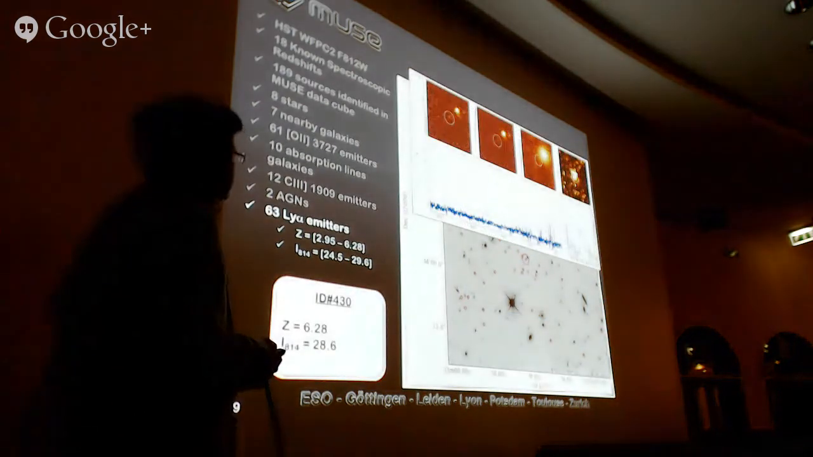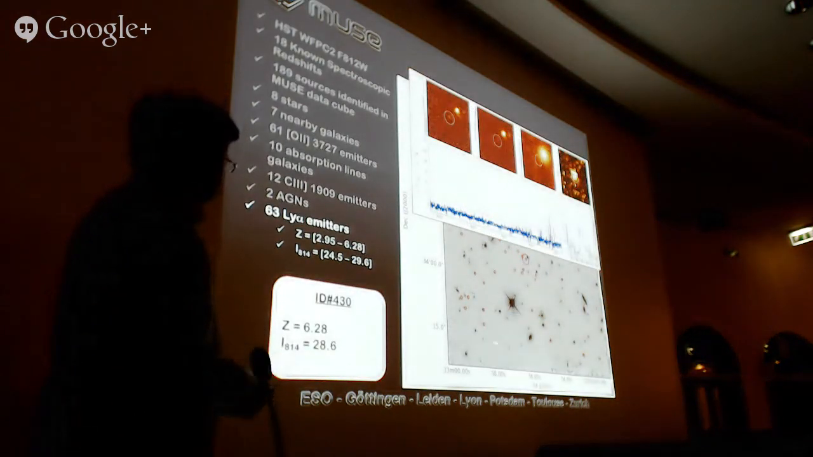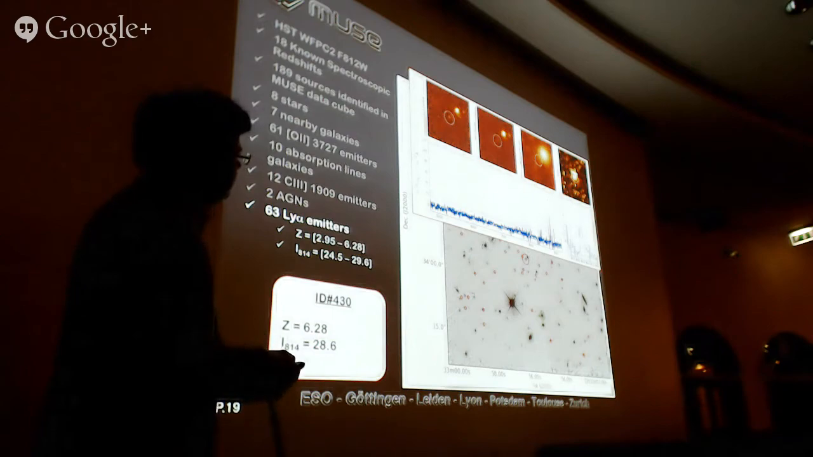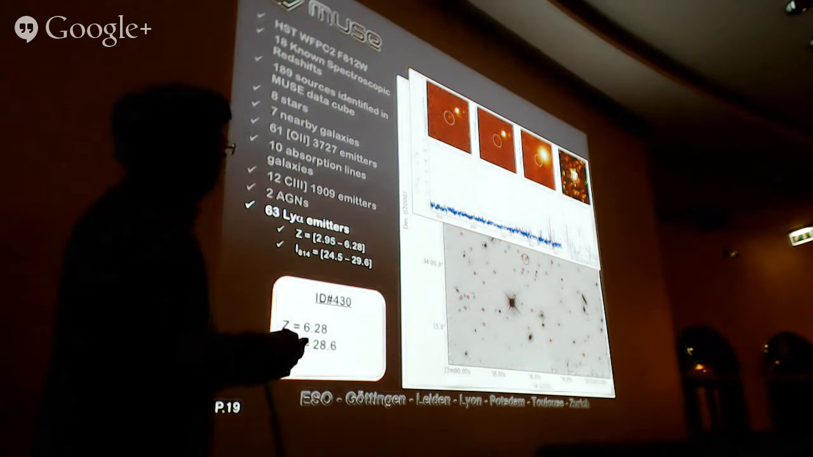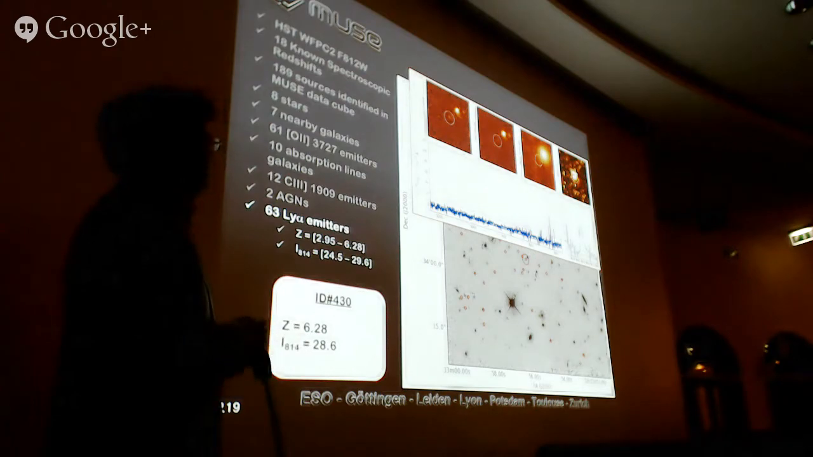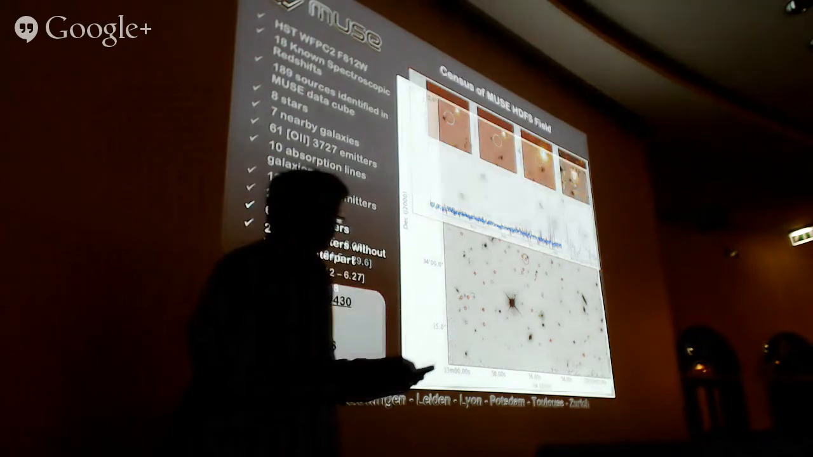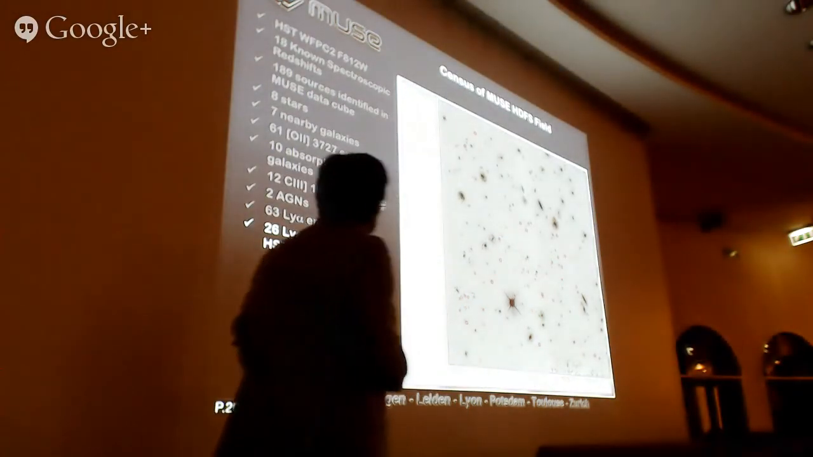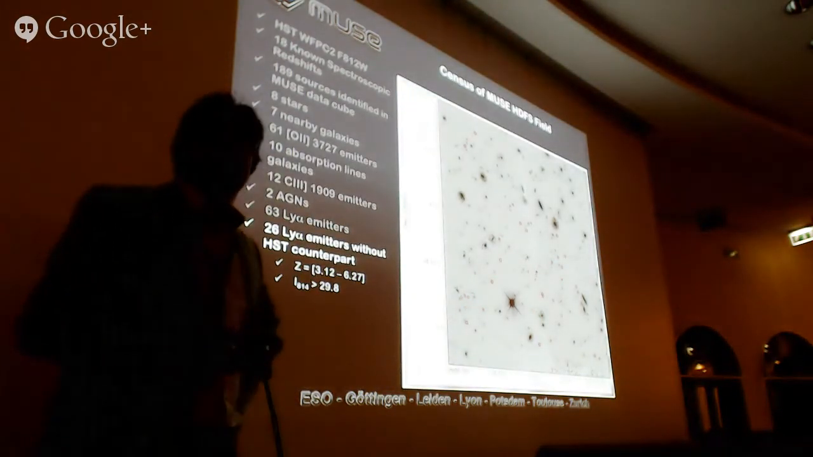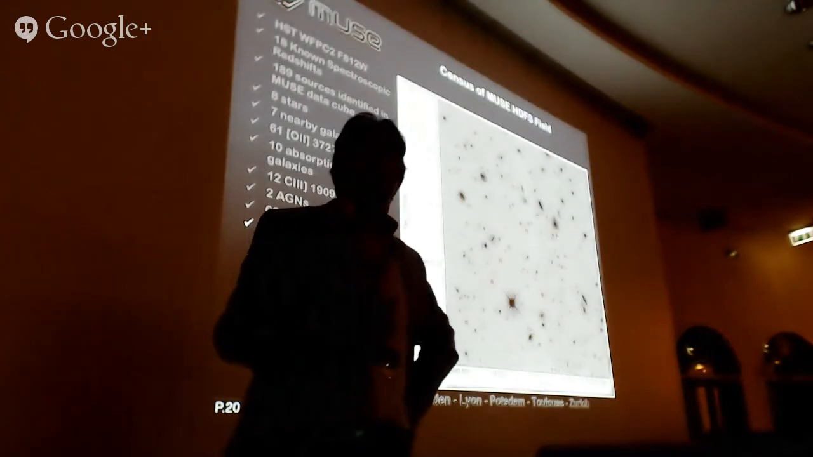I show just another one, for example, one with magnitude 6.3, nearly 29 magnitudes. You see clearly how it shows in the emission line there. And the galaxy is very faint. But we found something also quite interesting: 26 Lyman alpha emitters that have no HST counterparts.